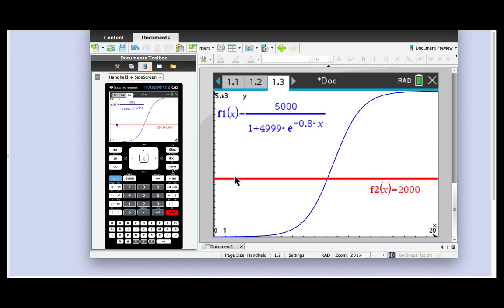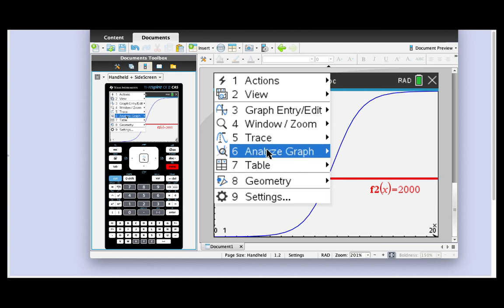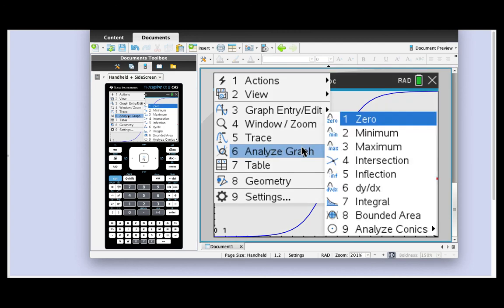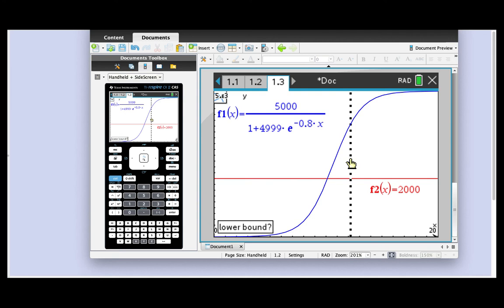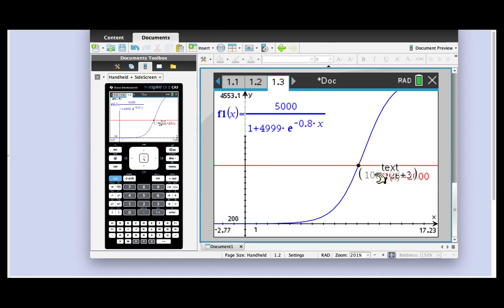Remember, we went over how you do this. It's very easy with this calculator. We analyze the graph, and we go down to number 4 here, intersection. We settle on a lower bound and an upper bound, and look, the intersection, it looks like, is after about 10 days. That's how long it's going to take.